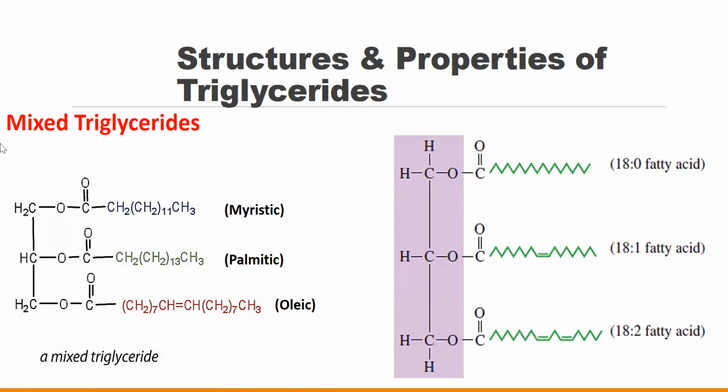Okay, it's very simple. In this case, you have a mixed triglyceride. Here you have your myristic acid and your palmitic acid. Myristic has 11, 12, 13, 14 carbons and all single bonds. Palmitic also has all single bonds, with 13, 14, 15, 16. And oleic has a double bond.